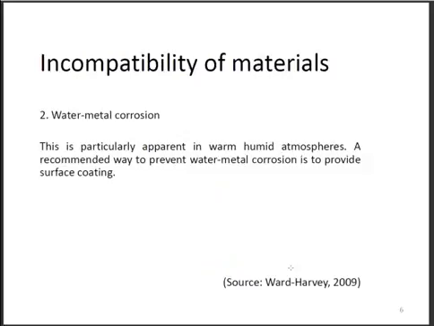The other type is water metal corrosion. This is particularly apparent in warm, humid atmospheres. It's very common in our life. You can easily identify the corrosion in your bathroom or somewhere else where the steel is in contact with water. A recommended way to prevent water metal corrosion is to provide surface coating. This surface coating will serve as an insulation between water and metal.